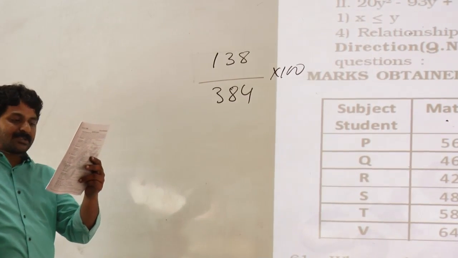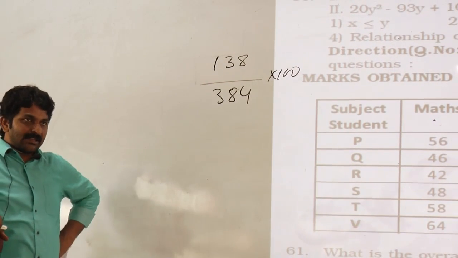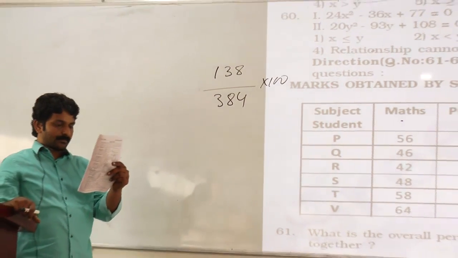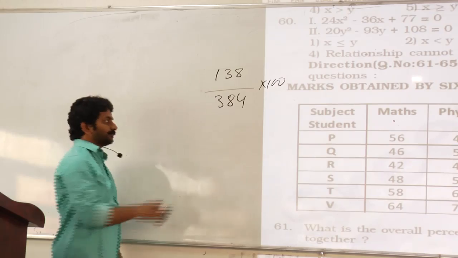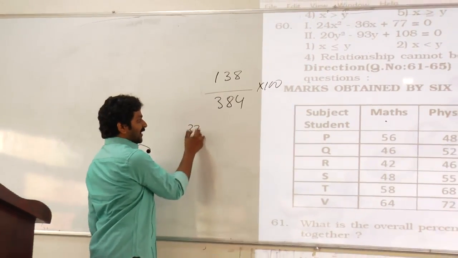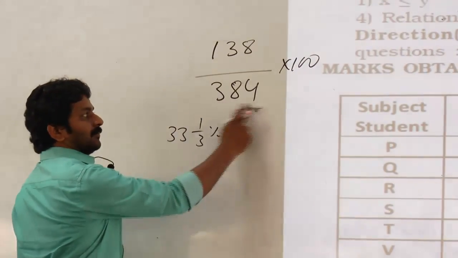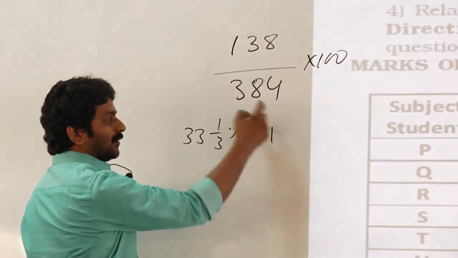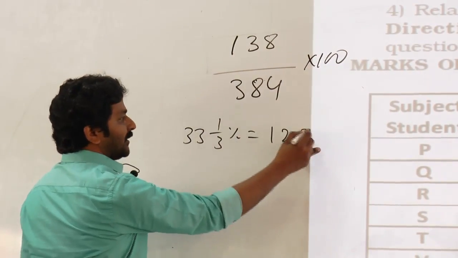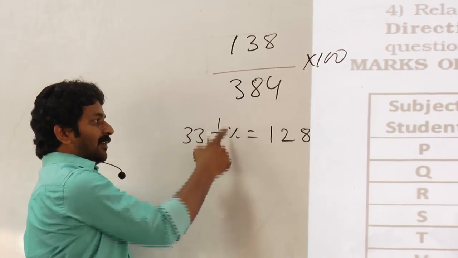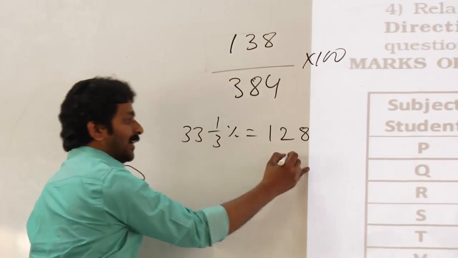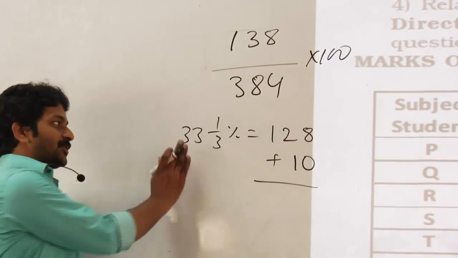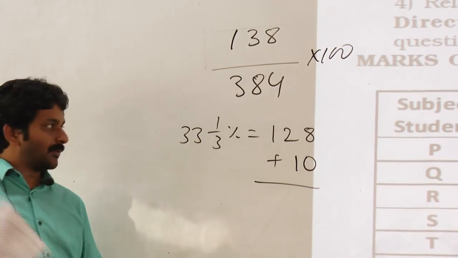Look at your options. Options are nearby. 33 and so on. Okay? Now, what is 33 1 by 3%? 1/3, right? 1, 2, 8. 33 1 by 3 is 128. But still you need to add 10 to make it 138. So answer should be more than 33 1/3%.